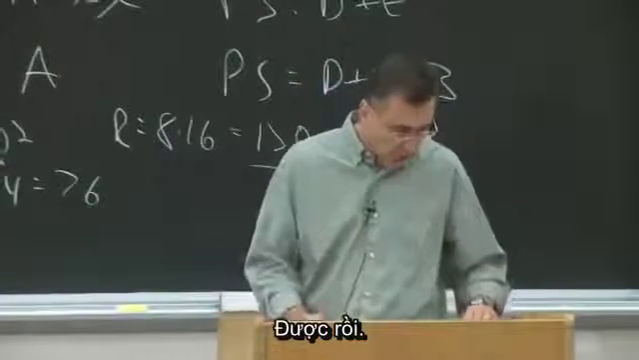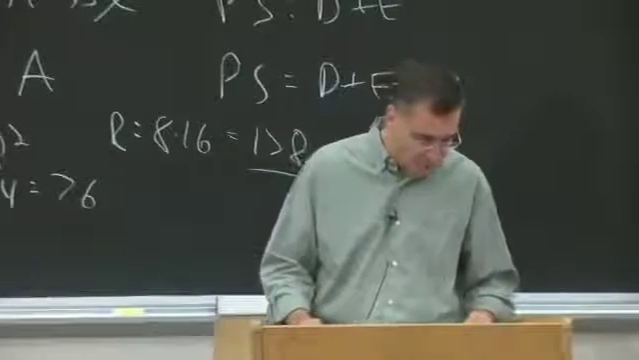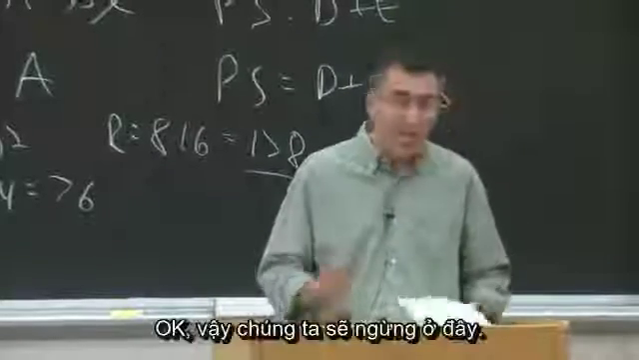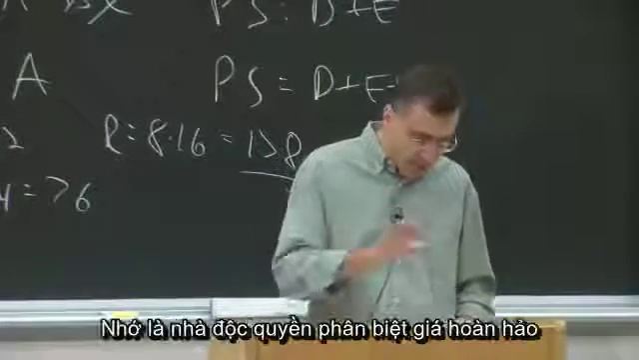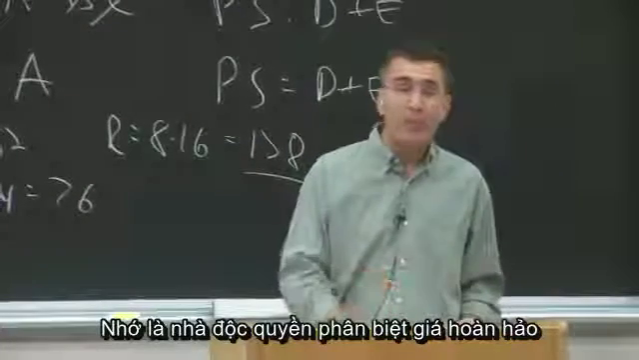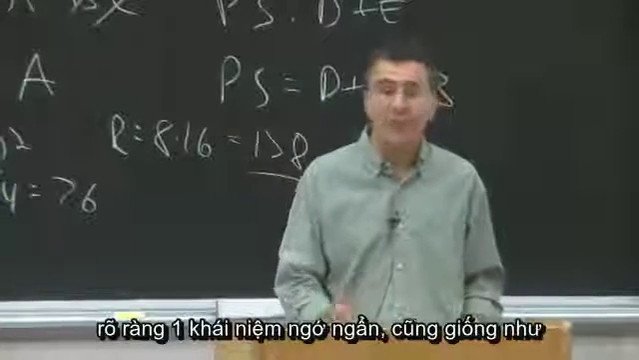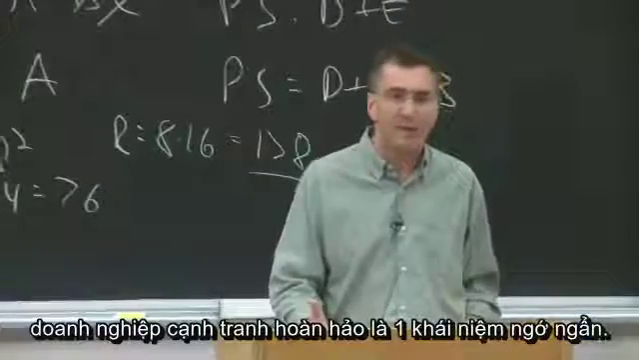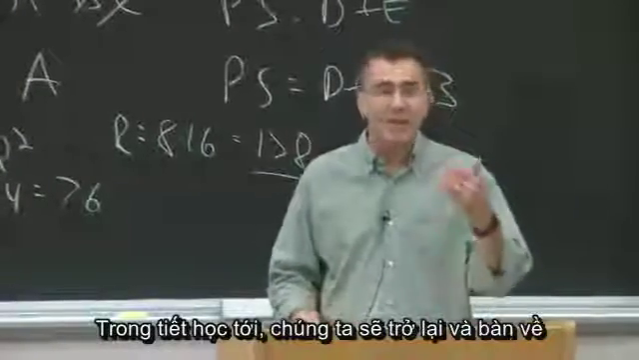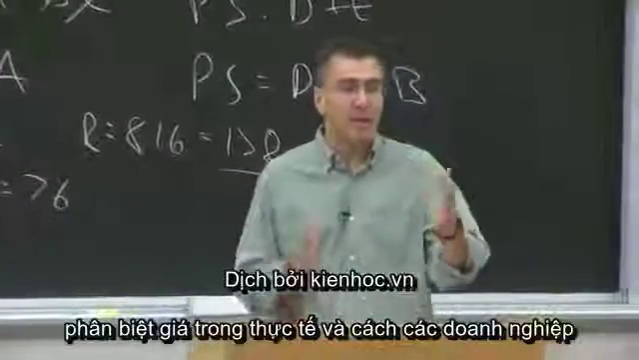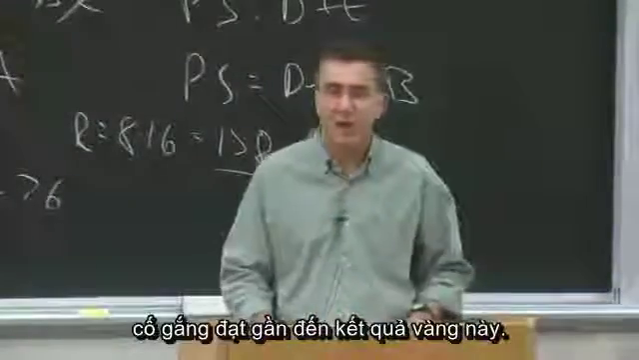All right. Anyway, we'll stop here then. Let's remember that a perfectly price discriminating monopolist is obviously also a silly concept, just like a perfectly competitive firm is a silly concept. What we're going to do next time is come back and talk about price discrimination in reality and what firms do to try to approximate this golden outcome.